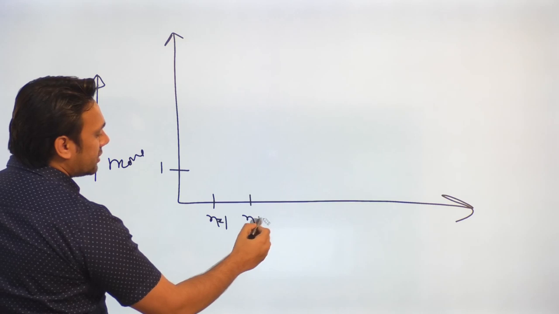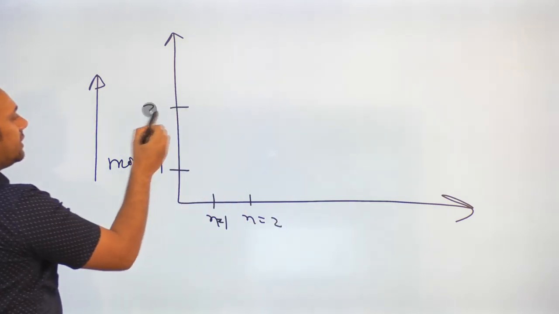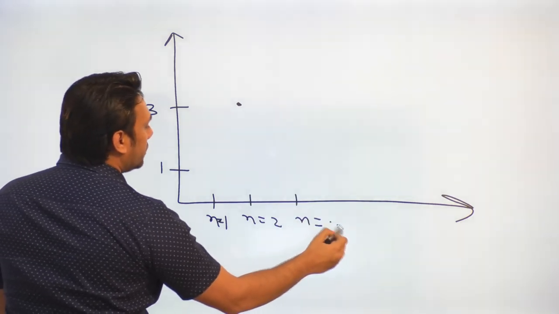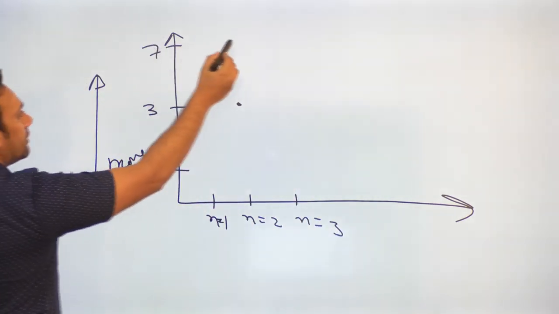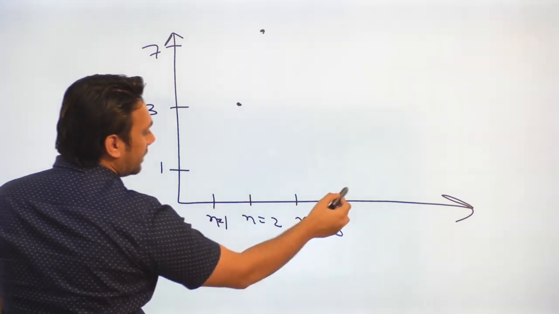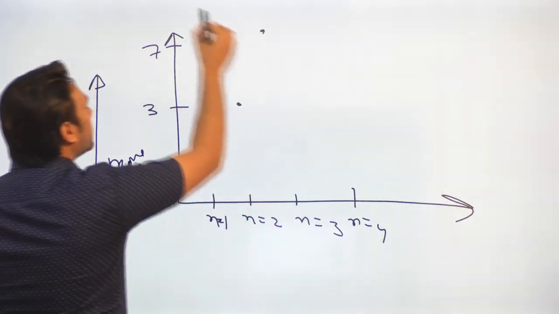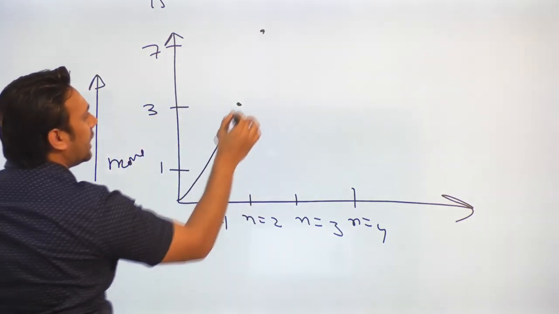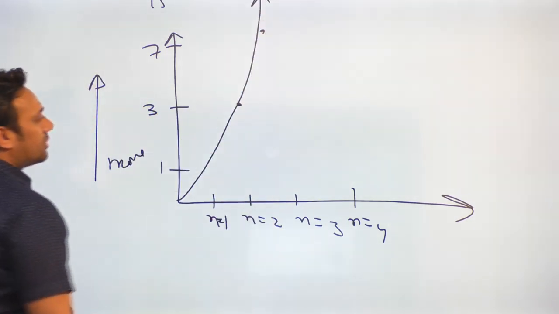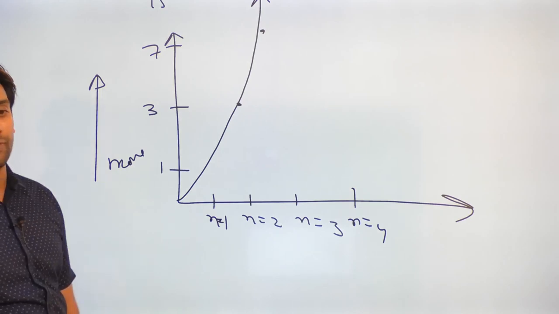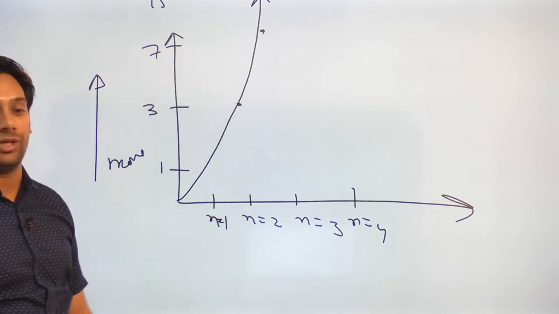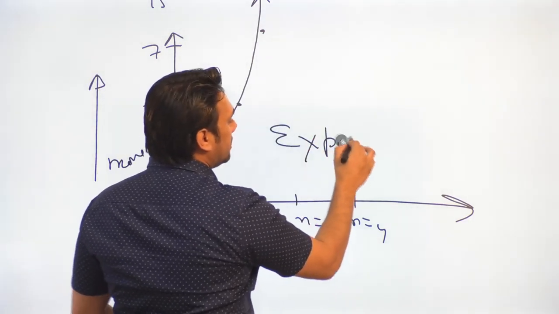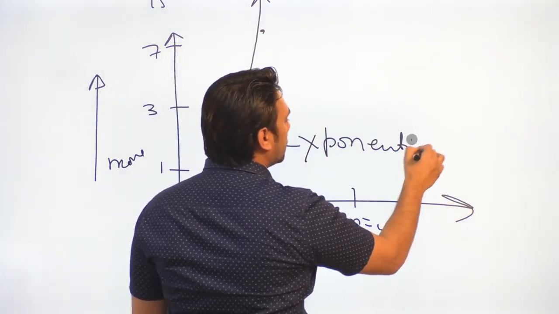If the value of n is 2, it will take us 3 moves. Okay, you can plot it here. If the value of n is 3, it will take us 7 moves. You can plot it here. If the value of n is equal to 4, it will take us a total of 15 moves. You can plot it somewhere here. So you can see the graph will go something like this. Your graph will grow in this way, and this is exponential growth, right?